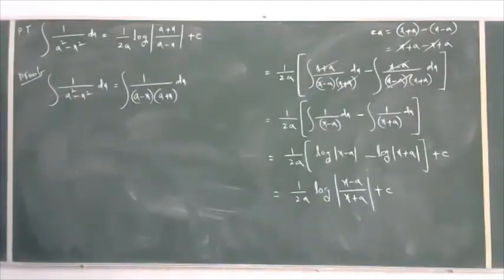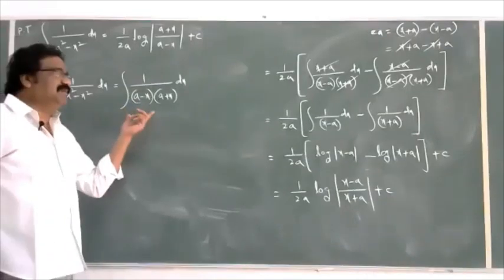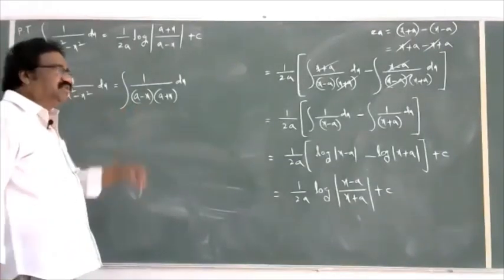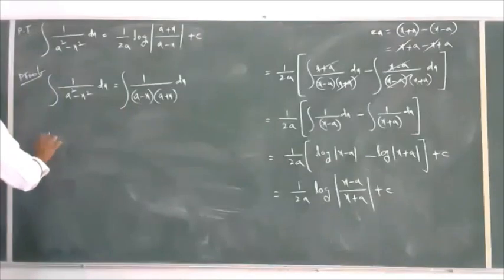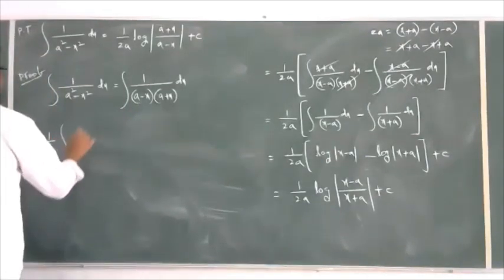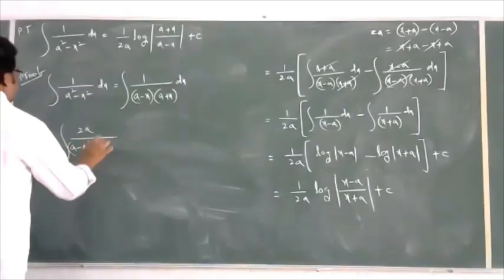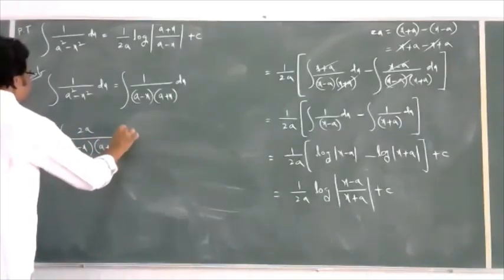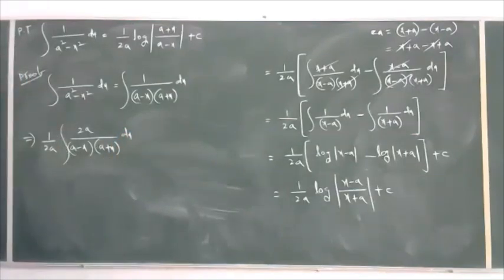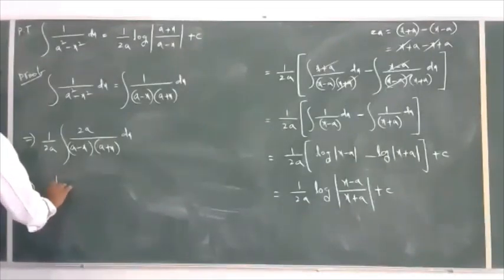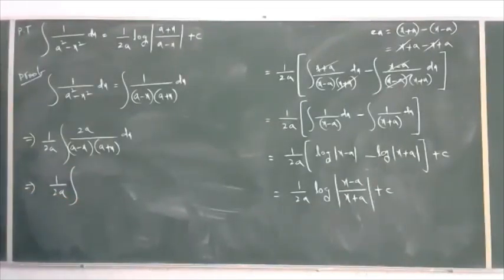So again, this function is multiplied by 2a and divided by 2a. That is 1 by 2a into integral 2a by a minus x into a plus x dx.